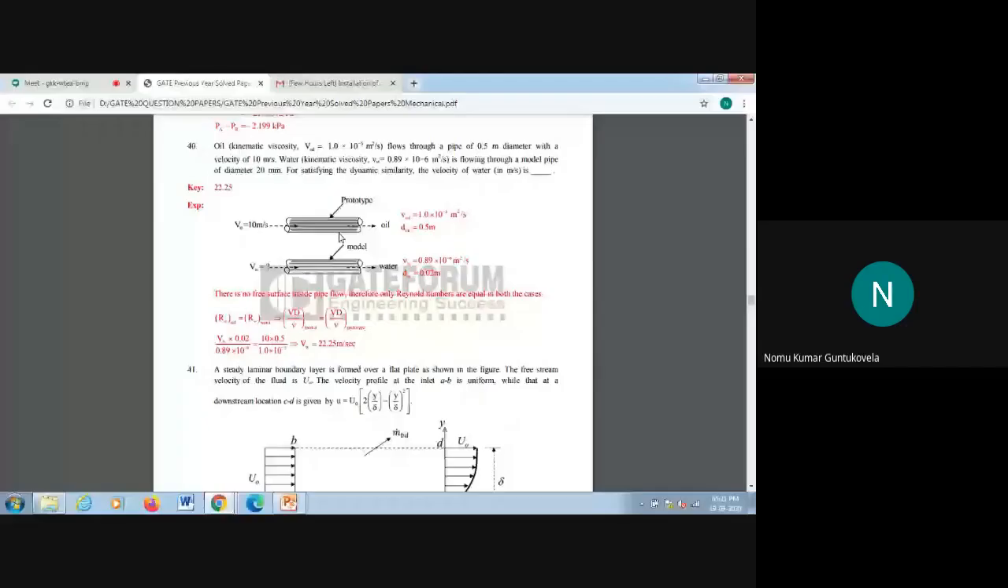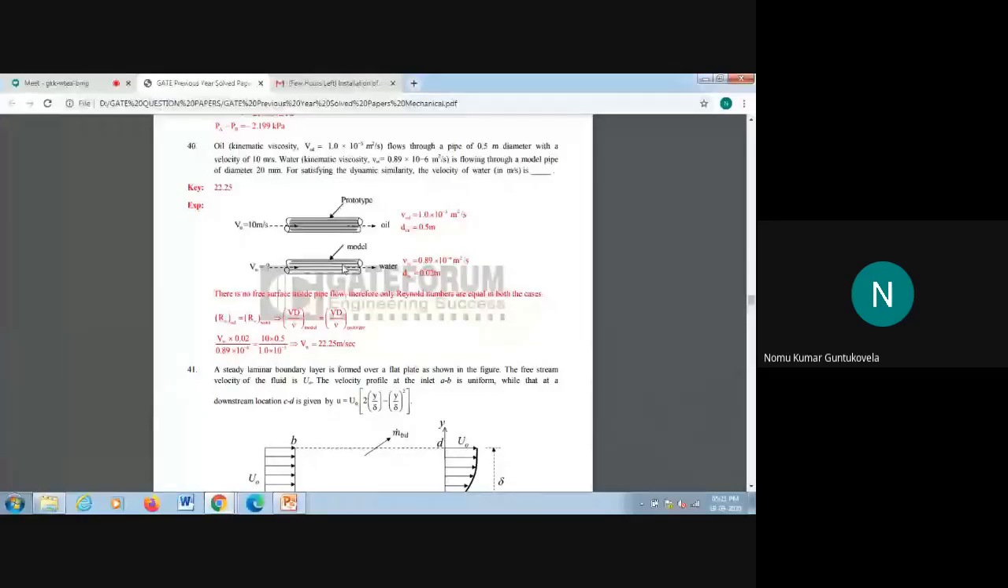This is the model. While coming to the prototype, okay, while coming to water, we need to find out. So here we have 1 into 10 to the power of minus 5, and the diameter is 0.5 meters. The kinematic viscosity is 800 into 10 to the power of minus 4 meter square per second. Right now our formula is prototype equals model.